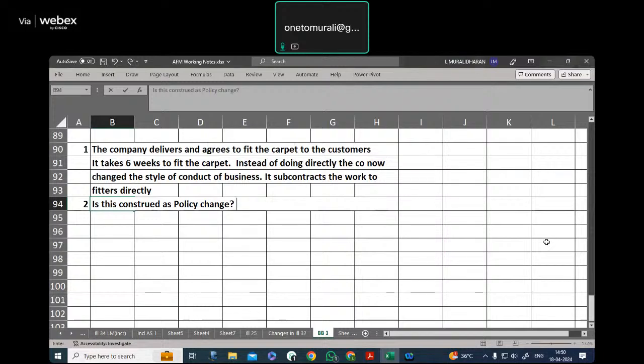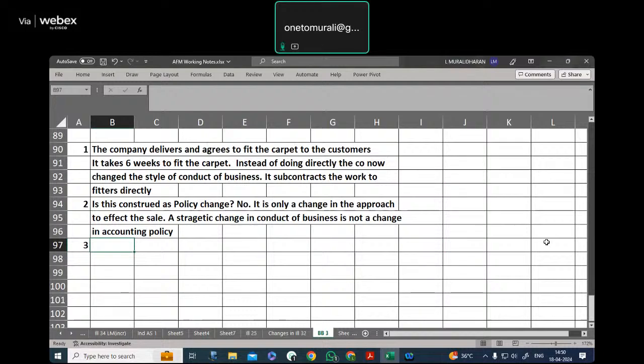Policy change? No. It is only a change in the approach to effect the sale. So is this construed as policy change? No, it is only a change in the approach to effect the sale. A strategy change in conduct of business is not a change in accounting policy.